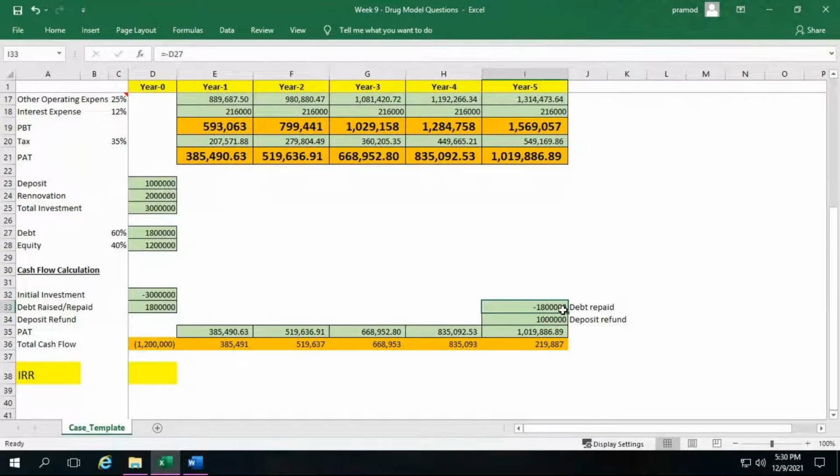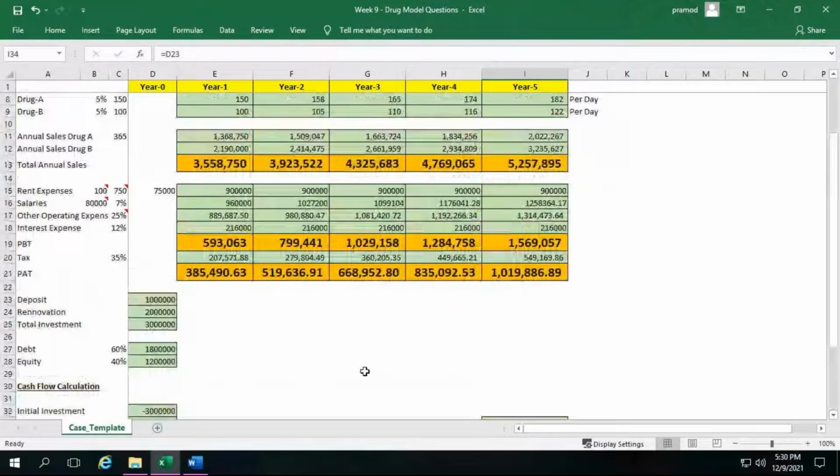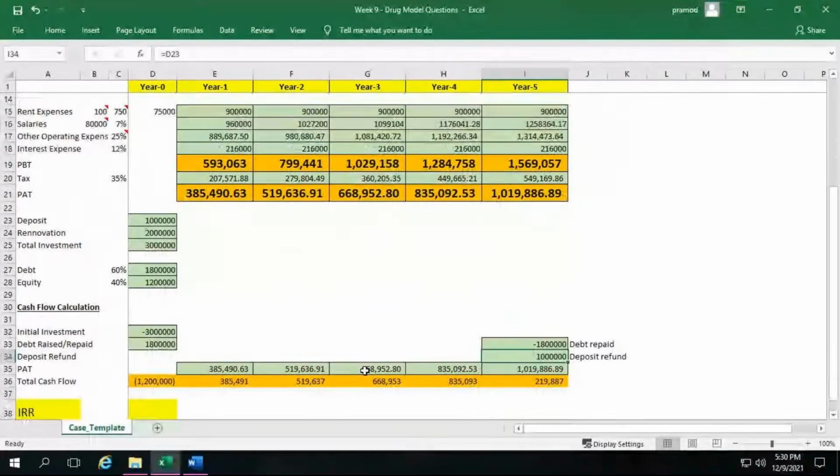Now deposit refunded, when? At the end of the year. So after the 5 years of lease, they will refund your deposit amount. So my deposit amount, what I had here, will be added here in the fifth year. I don't want to add it in any other year because it is being refunded at the end of the year, when my lease gets over. So once the lease gets over, the amount has been refunded.